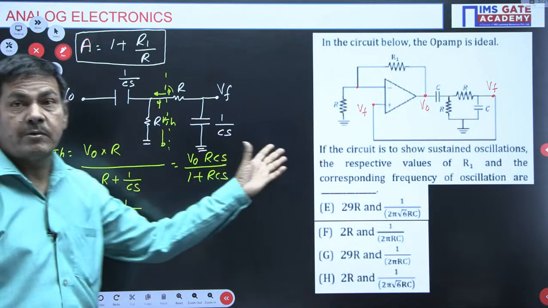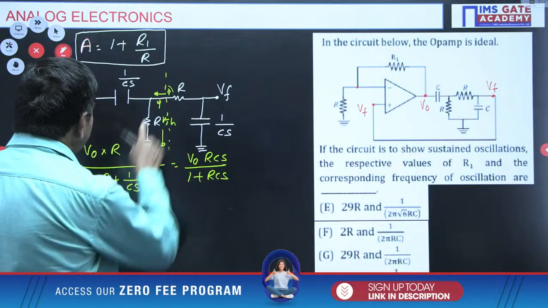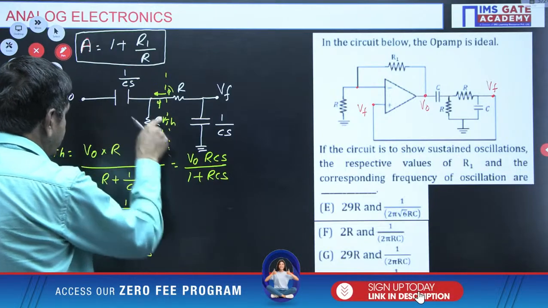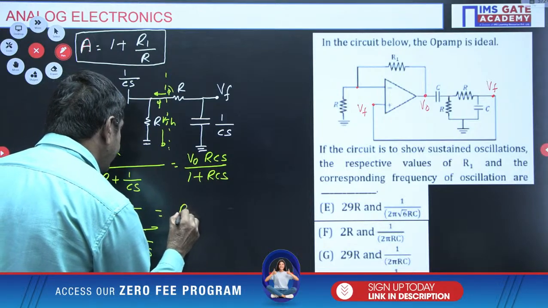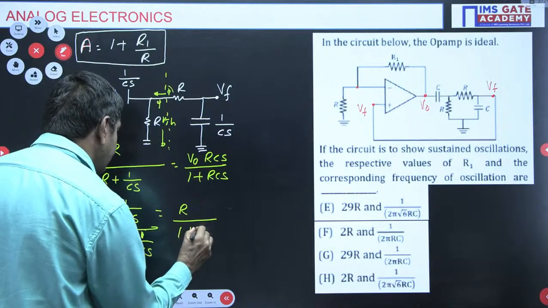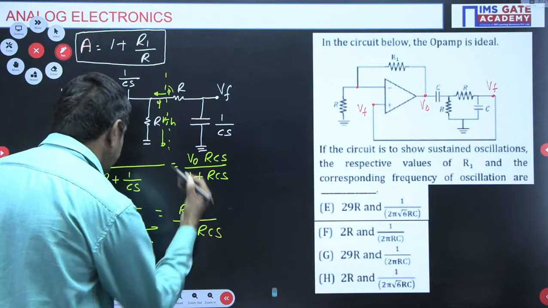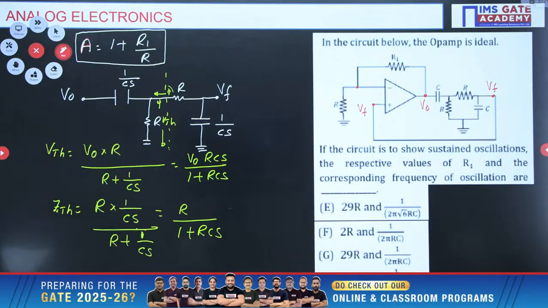It is a non-numeric question in the GATE, so be careful. R into 1 by CS by R plus 1 by CS. On simplification, I can get R by CS cancel here, 1 plus RCS. Please note down this first.